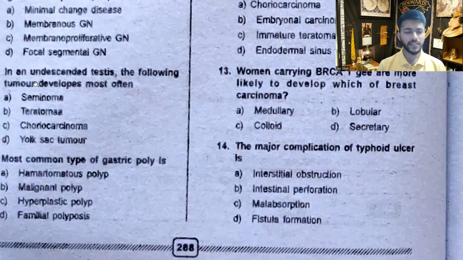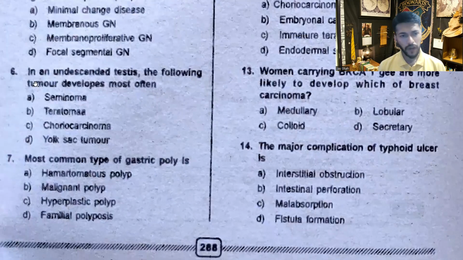Most common type of gastric polyp is, you need to remember, it's a hyperplastic polyp. Yeah, it's hyperplastic polyp. It's not malignant, it's not hamartomatous. It is hyperplastic. Most common polyp in your intestine is basically your Peutz-Jeghers polyp, which is a hamartomatous polyp.